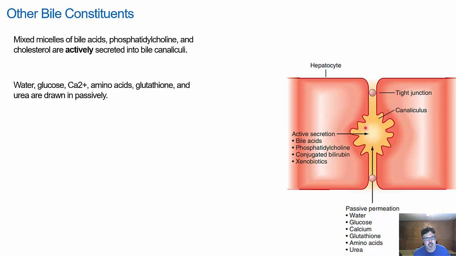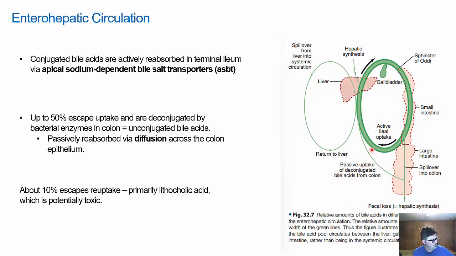There are other things, though, that can passively follow these structures. So, like I said, the tightness is an intermediate tightness, which means it allows some smaller things through, so that we can see water, glucose, calcium, glutathione, which is an important polypeptide for detoxification. That's going to get pulled through as well, along with amino acids and urea. So just a little bit about some of the other things that we will find in the bile as it's being formed by these hepatocytes.